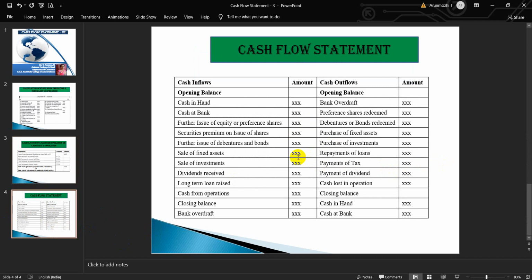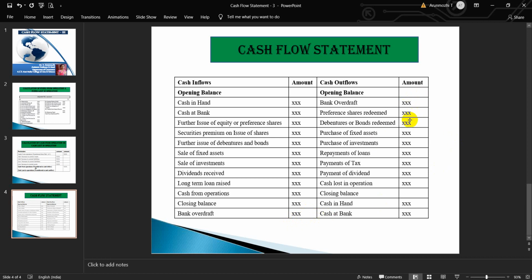The cash inflows start with the opening balance, cash in hand, cash at bank, further issue of equity or preference shares, securities premium on issue of shares, further issue of debentures and bonds, sale of fixed assets, sale of investments, dividends received, long-term loan raised, cash from operations which we have arrived at, closing balance, and lastly the bank OD.